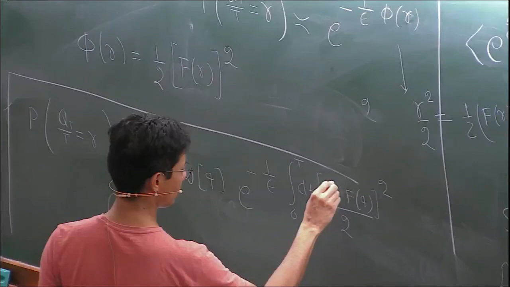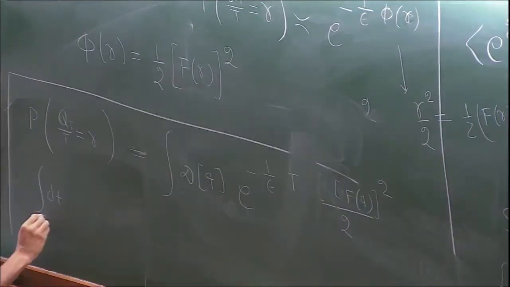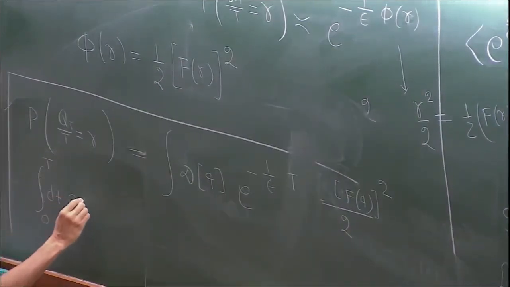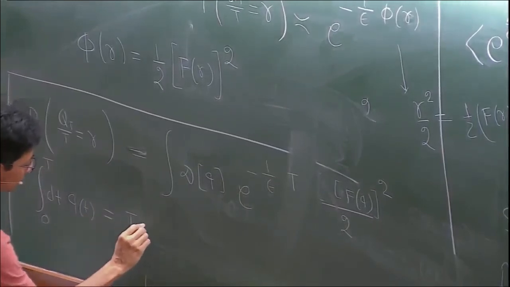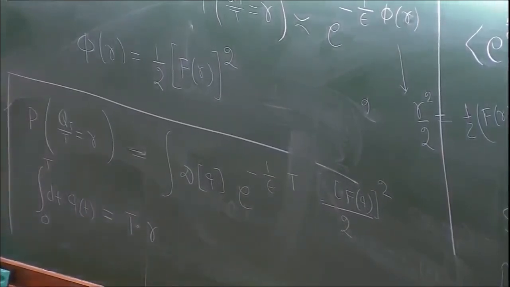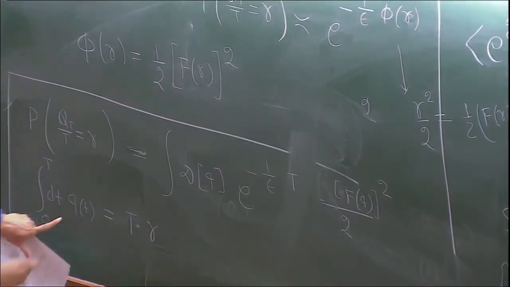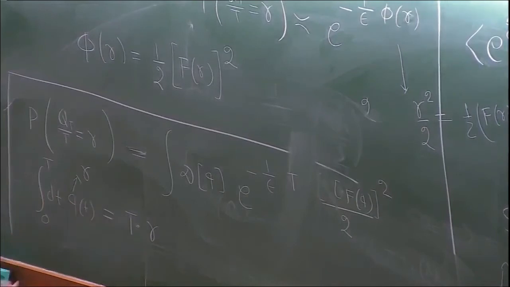Now what was q? I want the integral dt from 0 to t of q of t. This I want as t times r, and I'm claiming that it comes from a time independent profile. So the q is just r. So then that gives you the result.